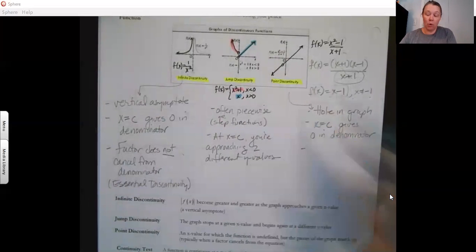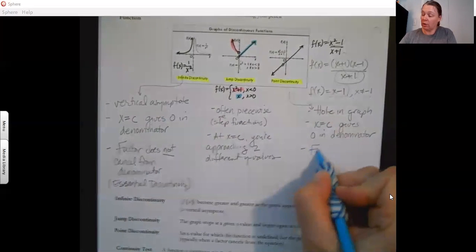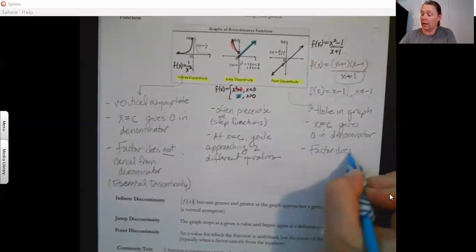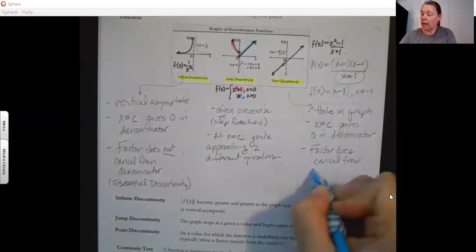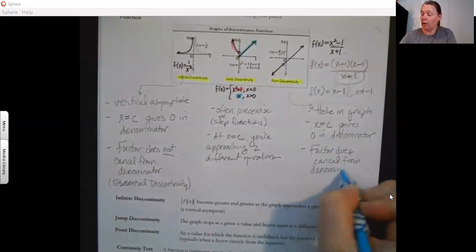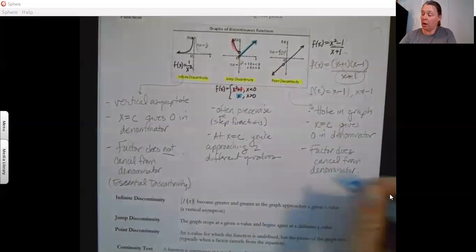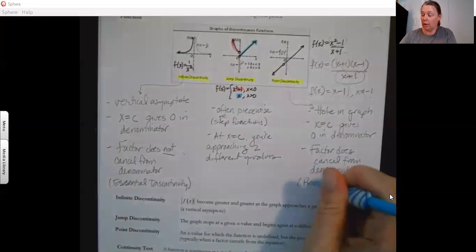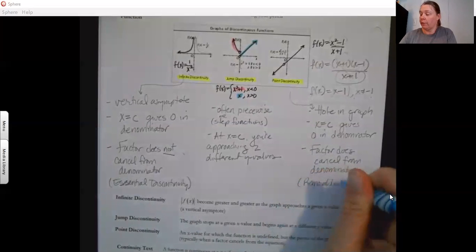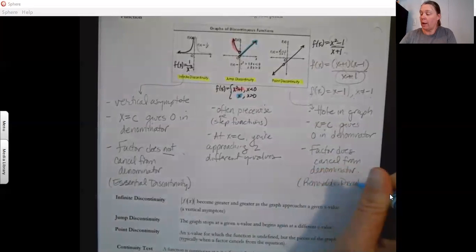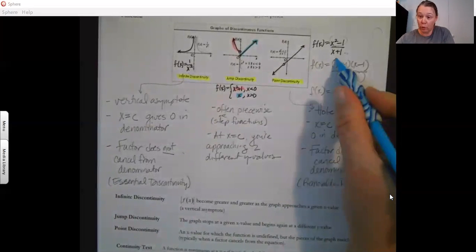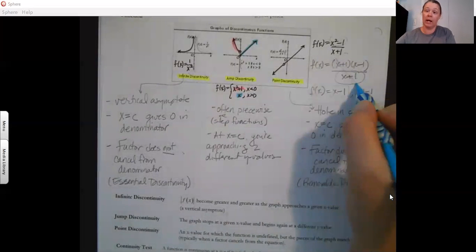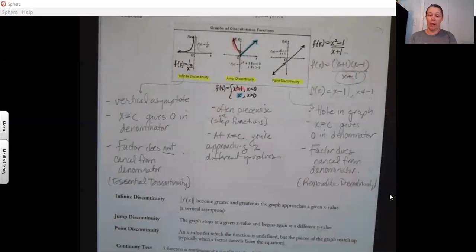In something that's a point discontinuity, the factor does cancel from the denominator, cancels with something in the numerator. These are also going to be called removable discontinuities. And that word removable helps me remember what's going on here, because I'm removing the value of the discontinuity, I'm canceling it out. That's what is giving me that hole in the graph, or the point.